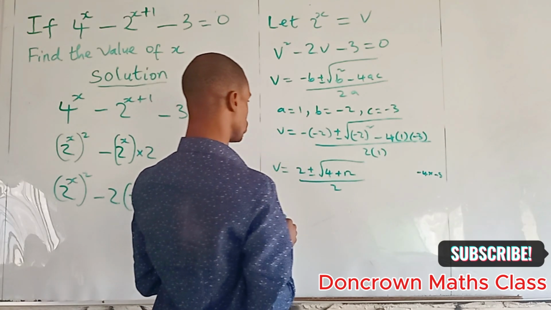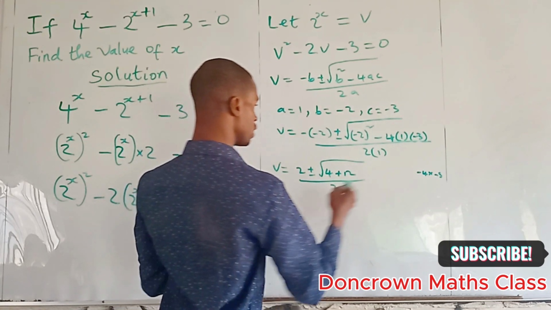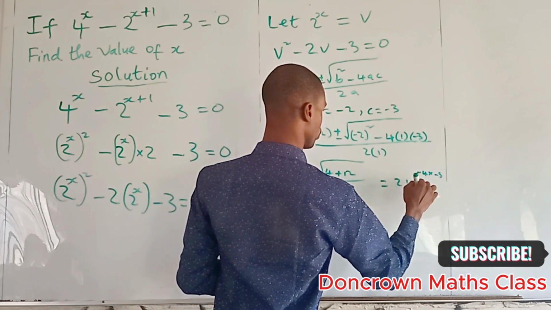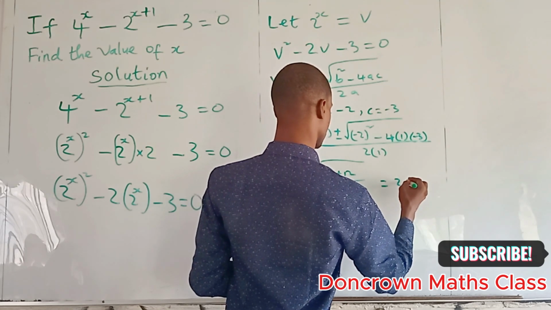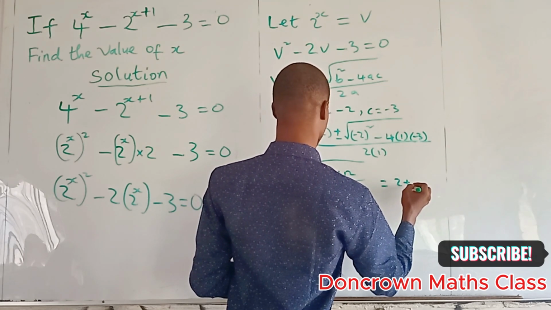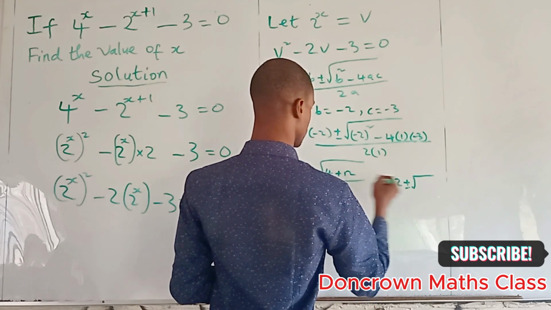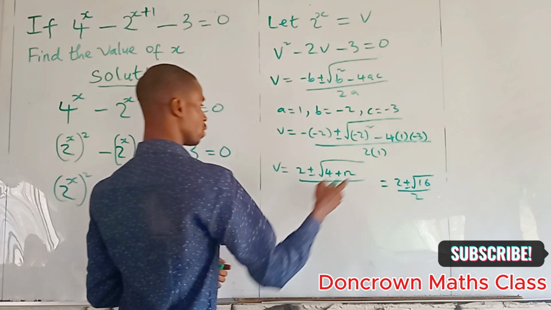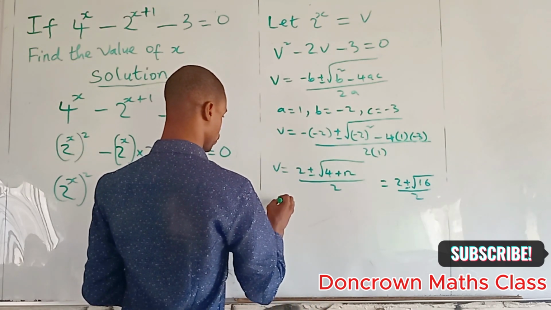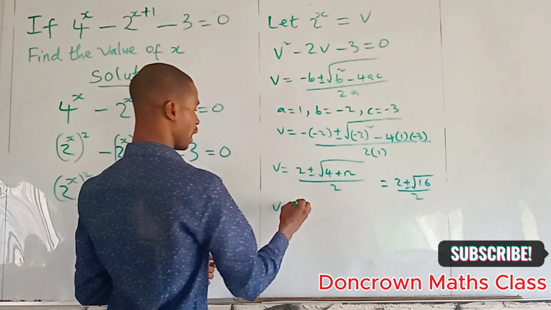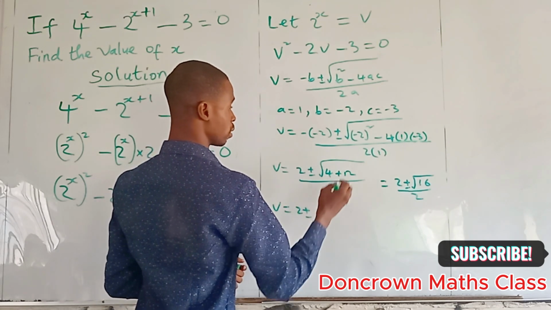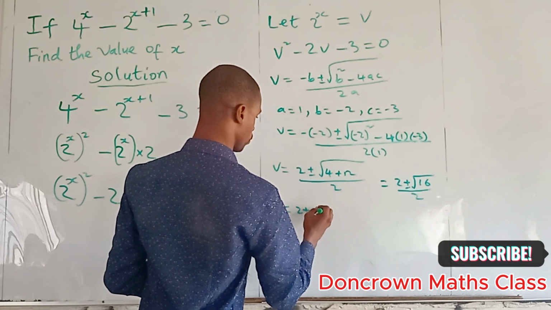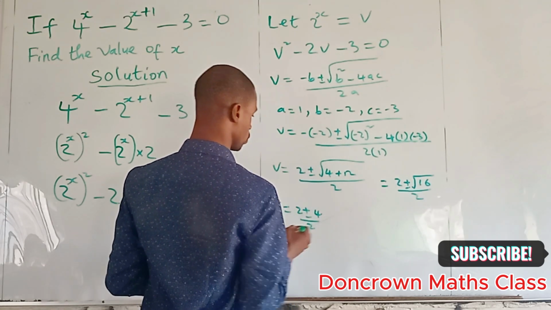You get that now? So now, in simplifying this, is still equals to 2. So 2 plus or minus root 16 all over 2. So now root 16. So therefore our v is equals to 2 plus or minus what? So our root 16 will give us 4 all over 2. You get that now?